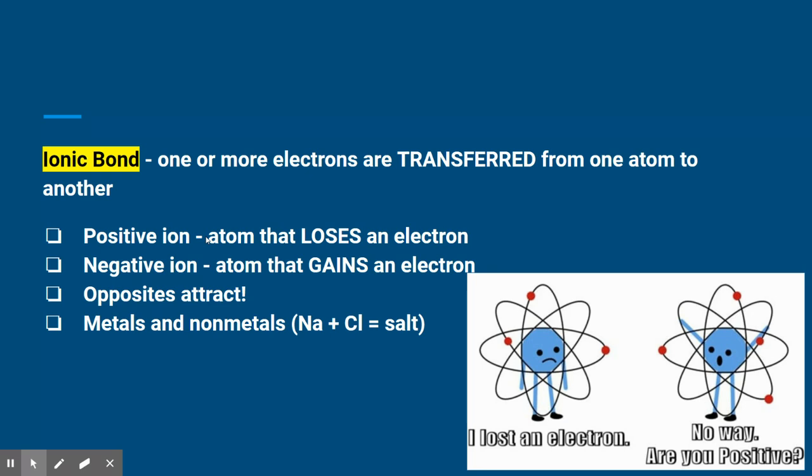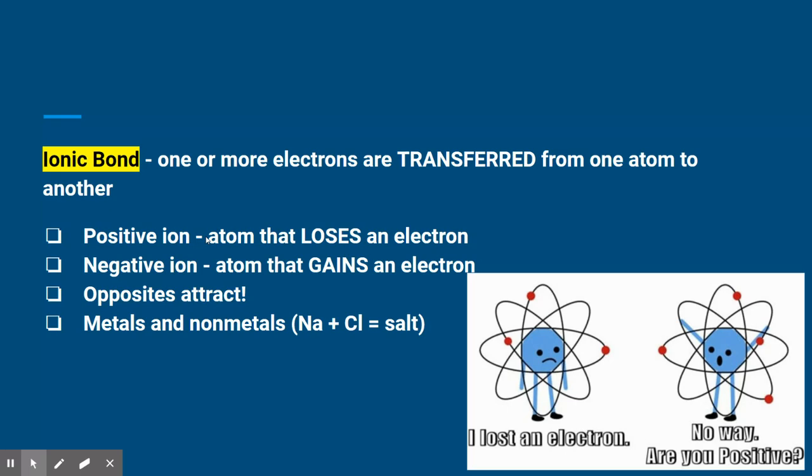A positive ion is one that loses an electron. So if you lost an electron, let's say you're carbon and you have 6 negatively charged things and 6 positively charged things, and I lose one of my negatives, now I only have 5 negatively charged things, but still 6 positives, it means I'd be positive overall. So I would be a positive ion. If you gain an electron, you become a negative ion because electrons are negative.